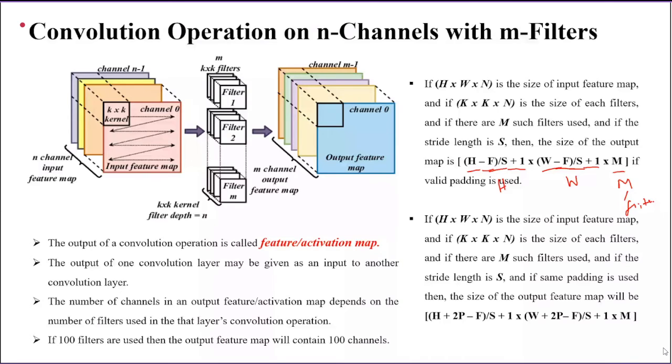This output feature map will be given as input to other convolution layers. Before giving that, we apply an activation function to this particular activation map. The main purpose of using an activation function is to introduce non-linearity in the network.